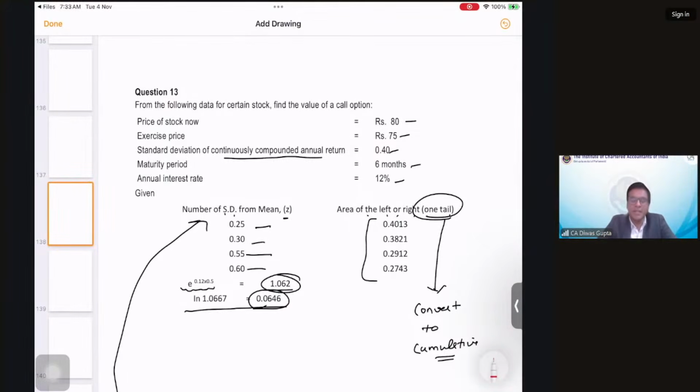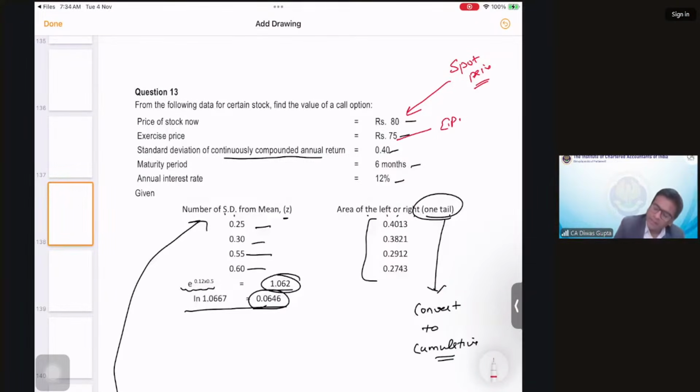So let's see this. From the following data for certain stock, find the value of a call option. So here they are asking us to calculate the value of a call option. What all things they have given? Price of the stock now, this is the spot price, students, right? Spot price is 80. This is the exercise price.